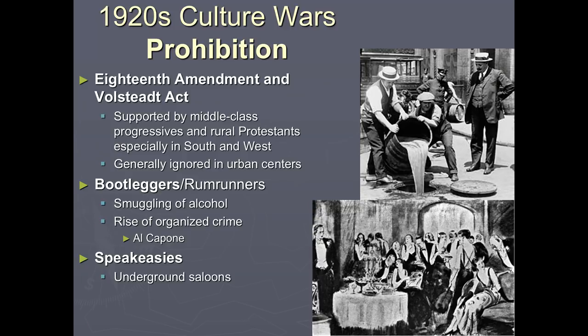You see more bootleggers. First of all, we know that Prohibition is the elimination of the buying, selling, manufacturing, and producing of alcohol. Bootleggers are going to create alcohol, obviously underground or on the side, which is going to give rise to organized crime such as Al Capone.